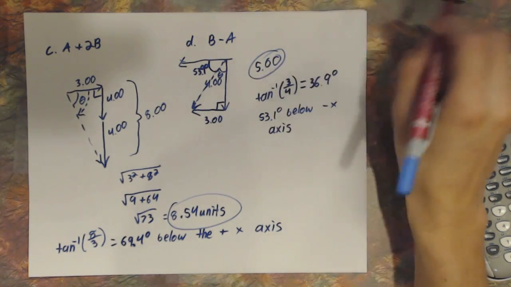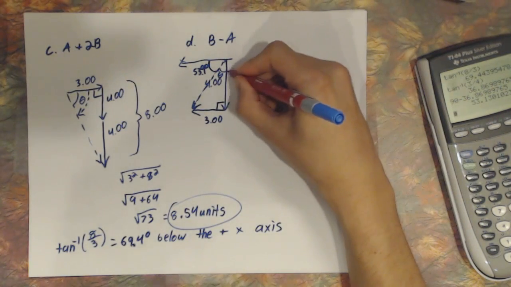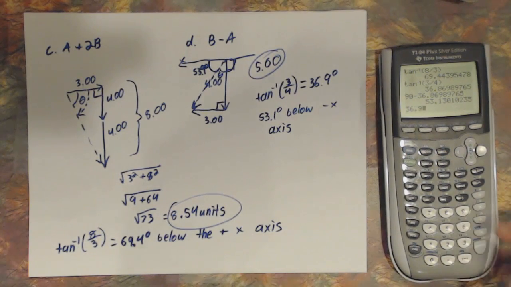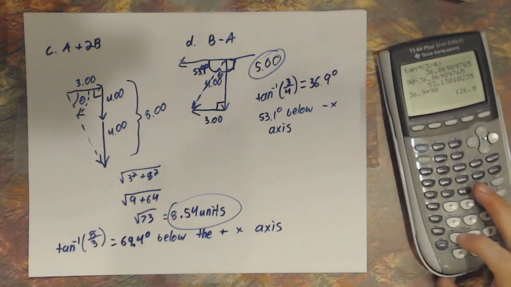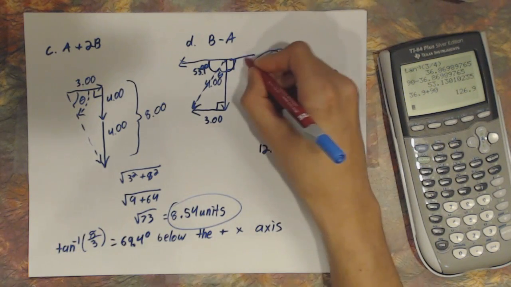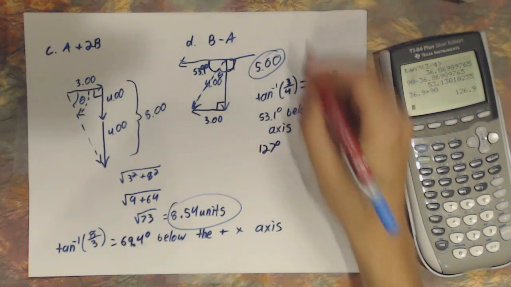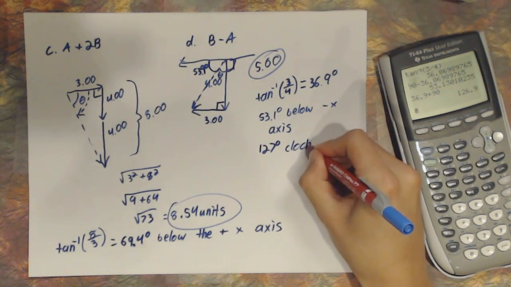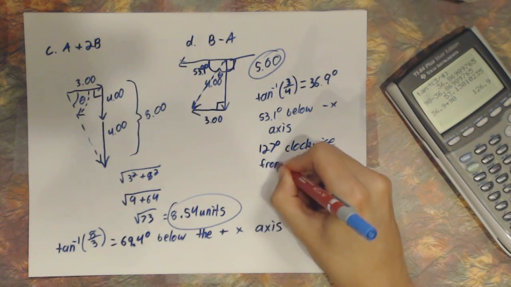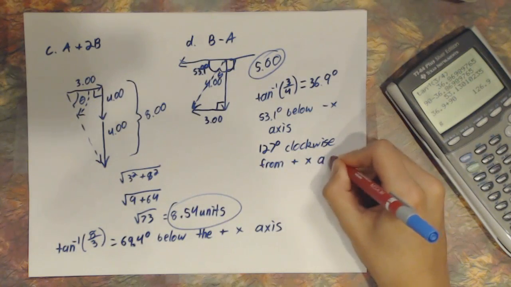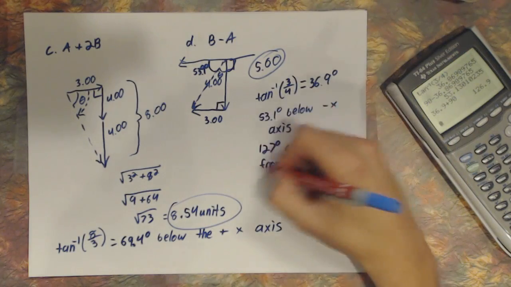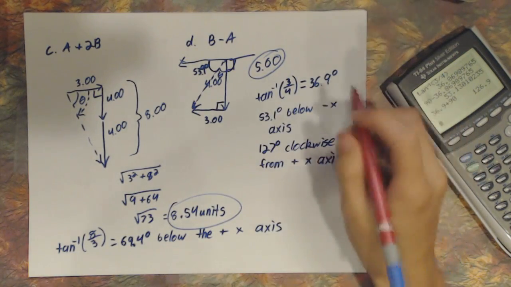Or you could also do this angle plus 90 degrees. So 36.9 plus 90 degrees, which you're going to get 126.9. So you could go 127 degrees clockwise from the positive x-axis. Clockwise from positive x-axis. And just be clear that these two things mean the same thing. You don't need both of them, just have one of them.